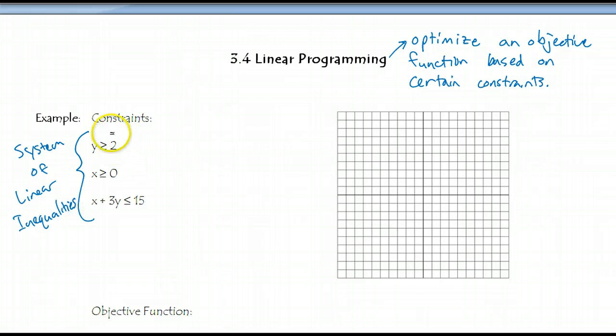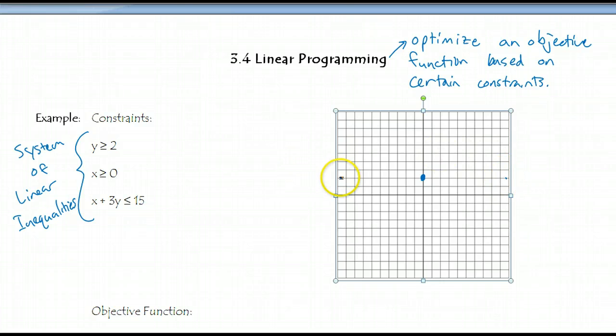So step 1 is to find the possible solutions to this system of inequalities. To find the possible solutions, we're going to graph each inequality. Our first inequality is y is greater than or equal to 2. Well, y equaling 2 is a horizontal line, so I'm going to start by first graphing a horizontal line through the point where y equals 2. I'm going to connect all of the points where y equals 2 with a solid line because it's "or equals."